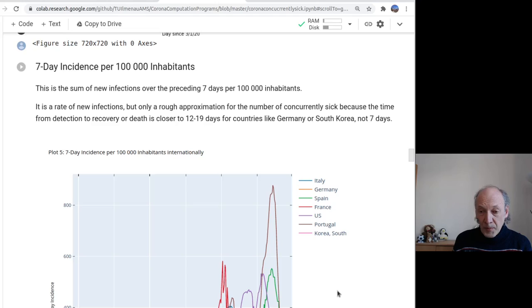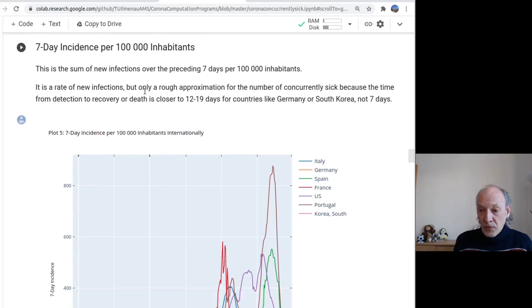Yeah. So as a comparison here, the 7-day incidence. So we saw I used the 16-day incidence for my estimation of the concurrently sick. In recent months, the 7-day incidence is used more widespread and per 100,000 inhabitants instead of 1 million. And the 7-day incidence is used for defining new levels for measures. So that's why I plotted here.